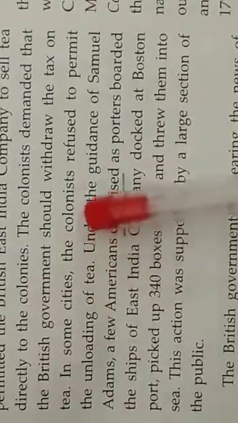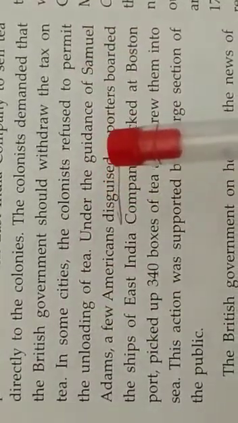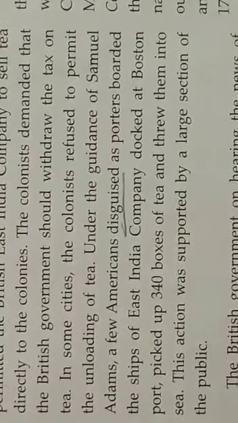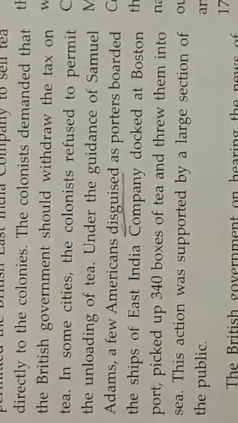In some cities, the colonists refused to permit the unloading of tea. The tea was brought in huge ships. So in some places, the American colonists refused to allow the tea to be unloaded from the ships.